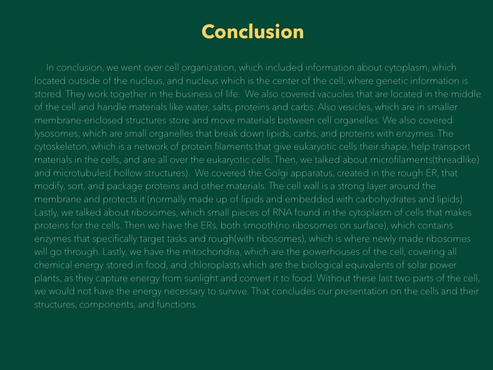Lastly, we have the mitochondria, which are the powerhouses of the cell, converting the chemical energy stored in food, and chloroplasts, which are the biological equivalents of solar power plants, as they capture energy from sunlight and convert it to food. Without these last two parts of the cell, we would not have the energy necessary to survive. That concludes our presentation on the cells and their structures, components, and functions.